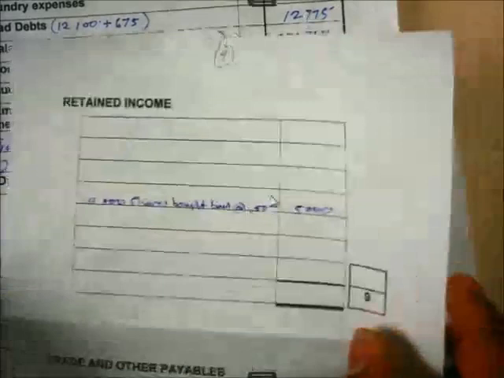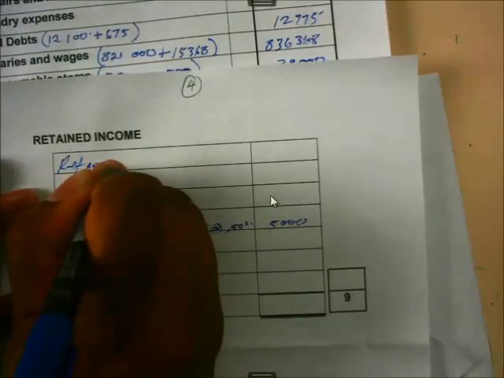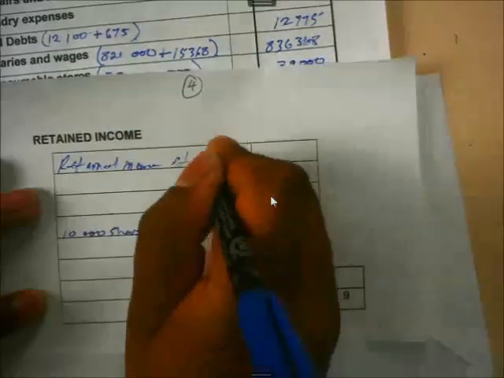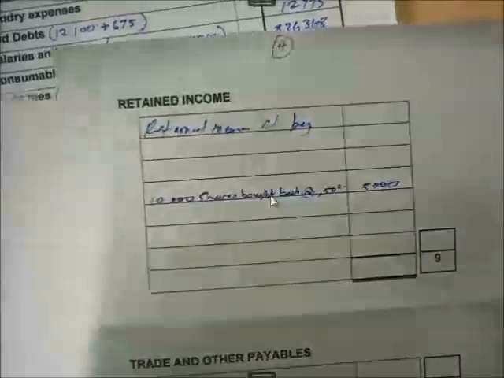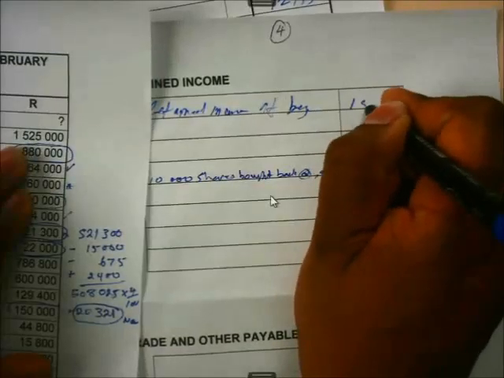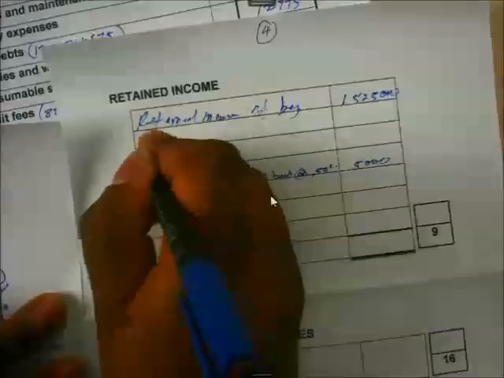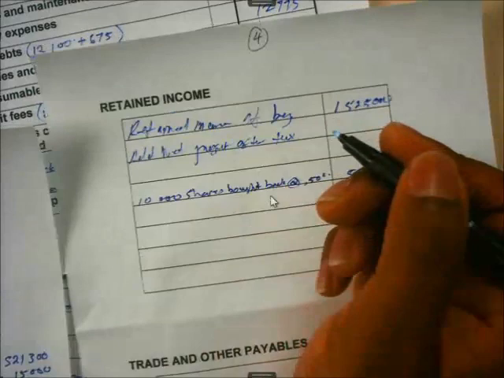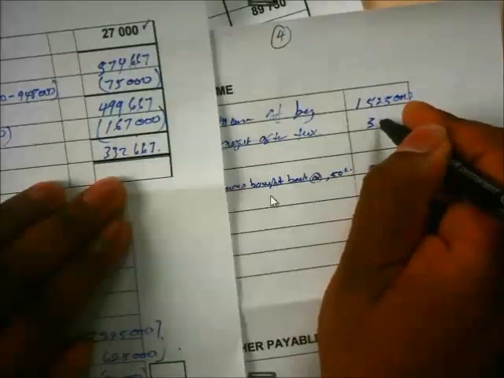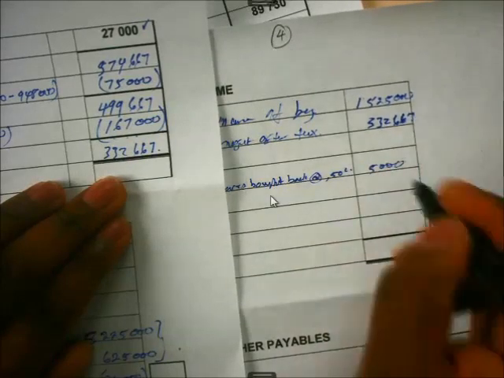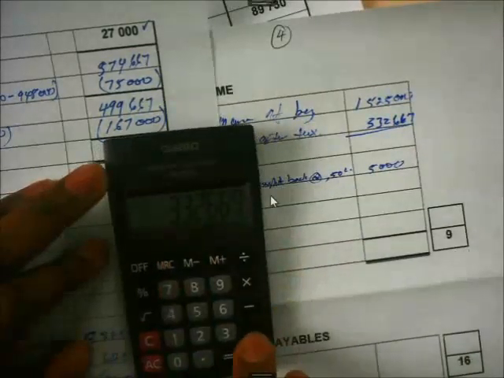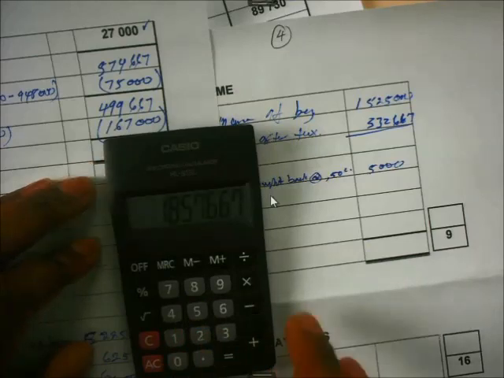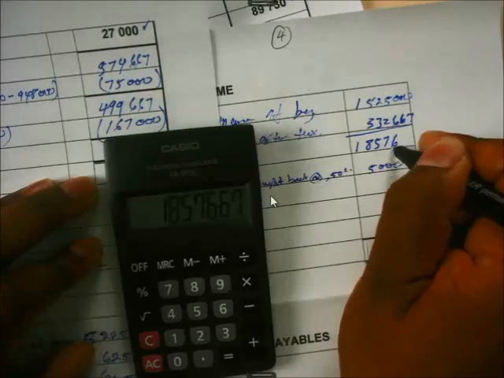That is your income statement in a nutshell. But very quickly, let me just conclude by showing you your retained income note. Your retained income note will start with your retained income at the beginning of the year, which was given as 1,525,000. To this we add net profit after tax that we calculated in our income statement, which is 332,667. Then you add the two amounts. It gives you 1,857,667.